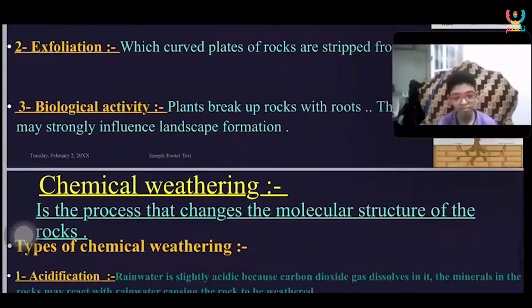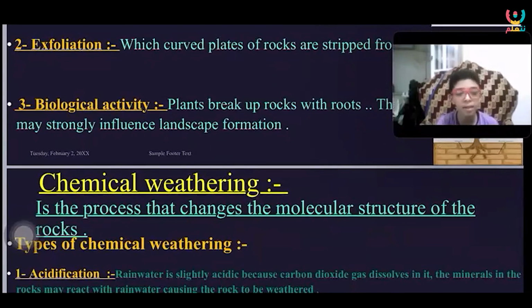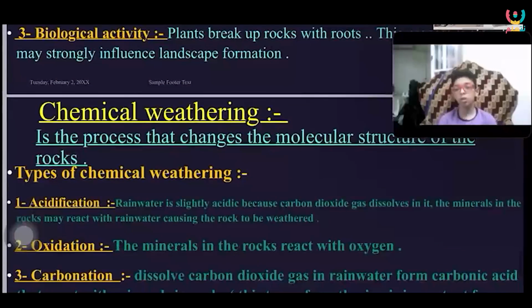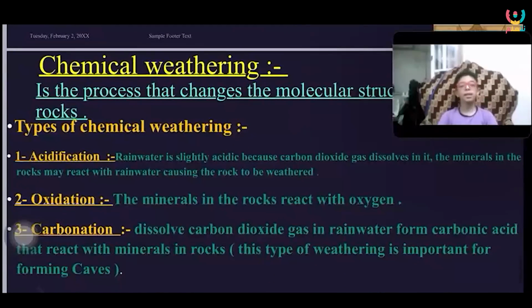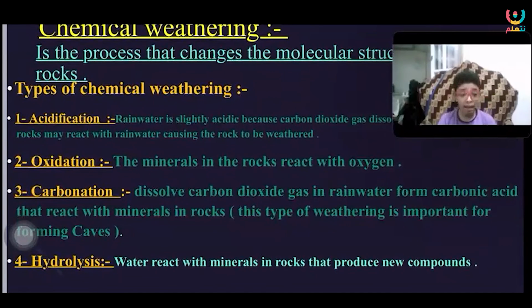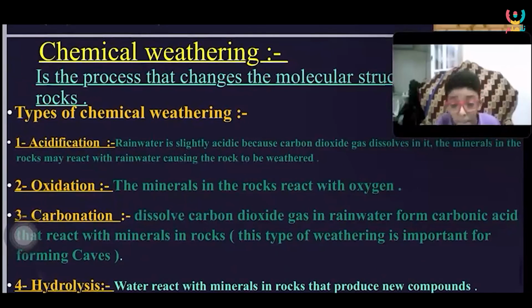What is the meaning of chemical weathering? Chemical weathering is the process that changes the molecular structure of the rocks. Can you tell me the types of chemical weathering? Carbonation, oxidation, acidification, and the last one is hydrolysis. What is the meaning of acidification? Rainwater is slightly acidic because carbon dioxide gas dissolves in it. The minerals in the rock may react with rainwater, causing the rock to be weathered.